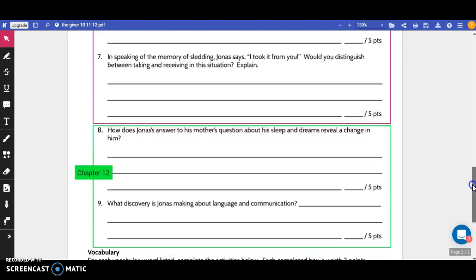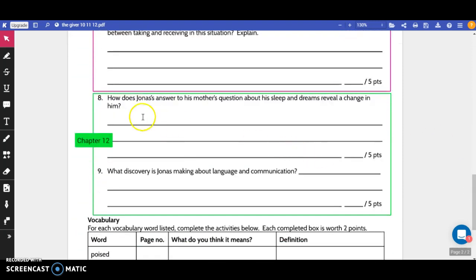Question 8. How does Jonas's answer to his mother's question about his sleep and dreams reveal a change in him? And 9. What discovery is Jonas making about language and communication?